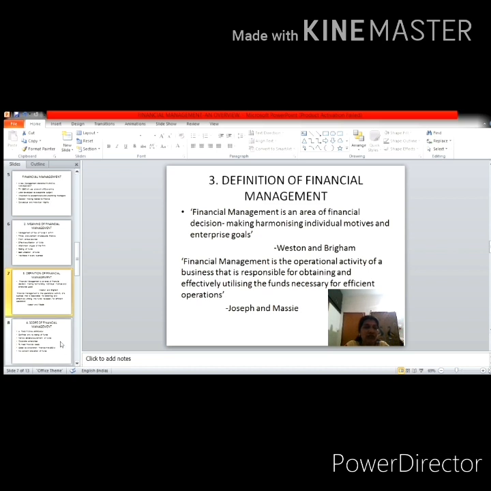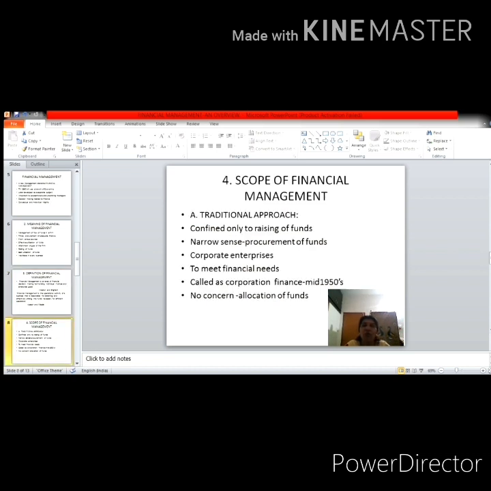Now the next one, we'll go with the 4th aspect, the scope of financial management. Now, what is the widened spectrum of financial management? So as I told you, procurement of funds, timely procurement of funds, and effective utilization of the funds. Now, the broadened area was identified under 2 aspects. One is the traditional approach, another one is the modern approach. Now, what comes under this traditional approach? The traditional approach was confined only to raising of funds. That means the organization first of all identified that raising of funds only is the most important criterion for running a business. So, this idea was very narrow on the part of the organization.